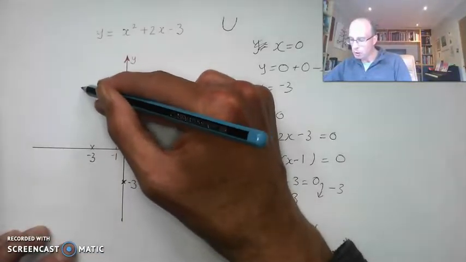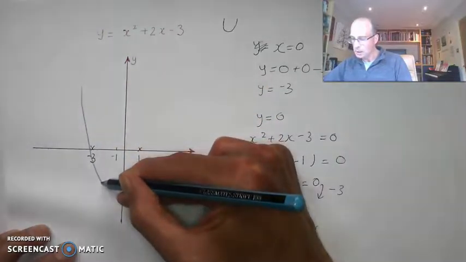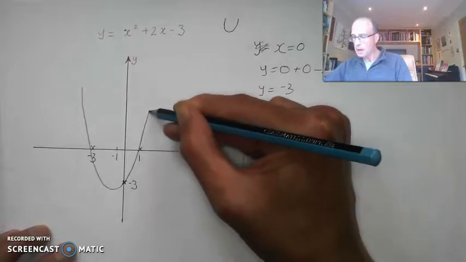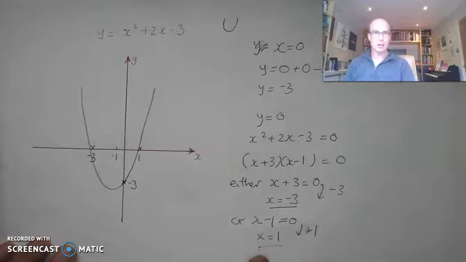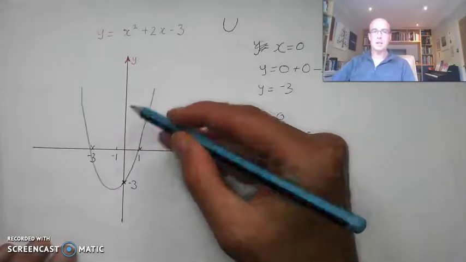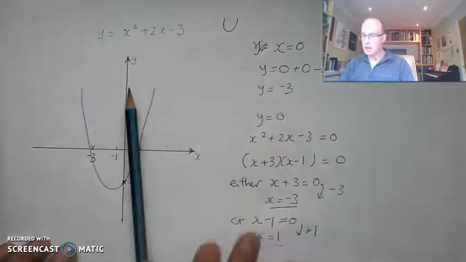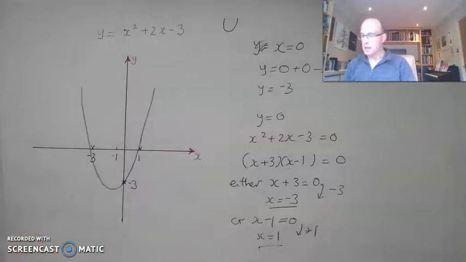So it's coming through here. It's going to start to rise again and then come up. Again, I'm not too disappointed with that curve. It's a little bit wobbly at the end, but I've got the rough shape. So I've got my U shape. It looks relatively symmetrical around my x equals negative 1, so not too bad.